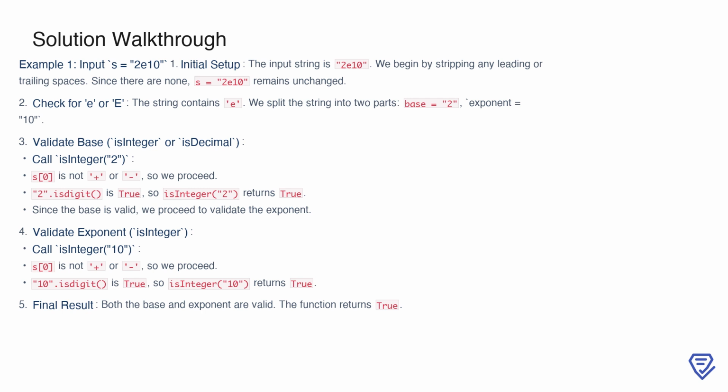To validate the base, we call the isInteger function with the input 2. Since the first character is neither plus nor dash, we check if the entire string is numeric by using isDigit, which returns true. This confirms that the base is valid. Now, we proceed to validate the exponent by calling isInteger with the input 10. Again, the first character is neither plus nor dash, and isDigit confirms that 10 is numeric. Since both checks pass, the base and the exponent are valid, and the function returns true for this input.